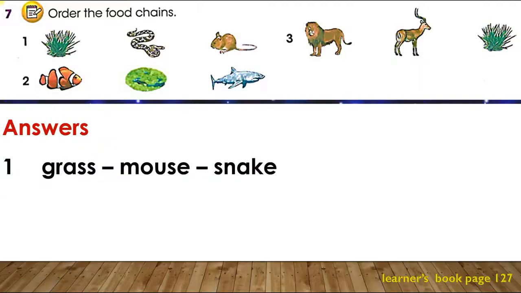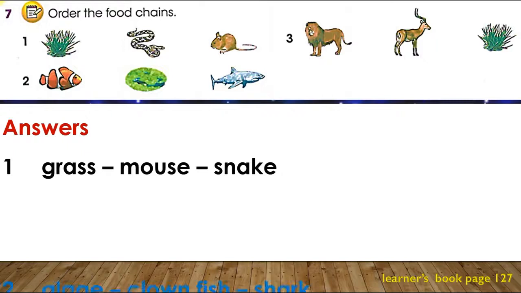So there is a chain. It starts with the grass. Grass is eaten by the mouse, and the mouse is eaten by the snake. So grass is a producer, and the mouse is a primary consumer, and the snake is a secondary consumer. But alright, let's go to number 2. Think about number 2 and 3.